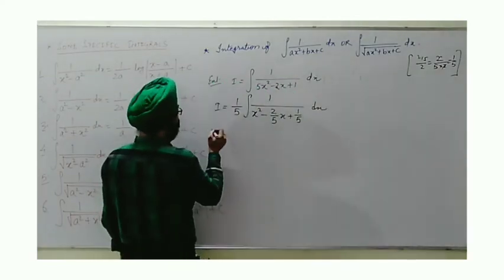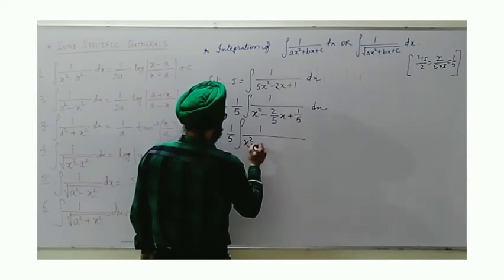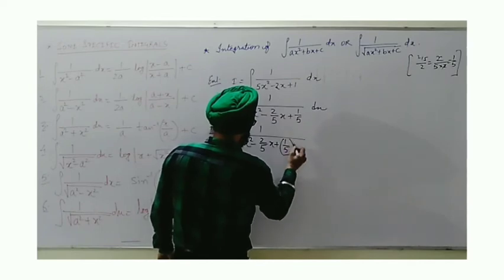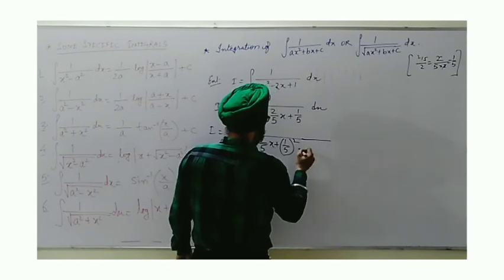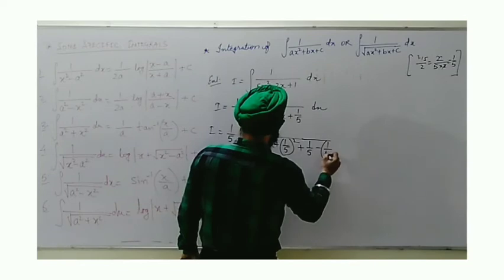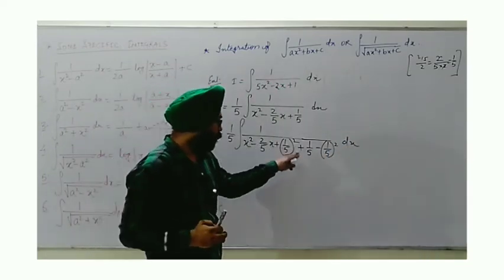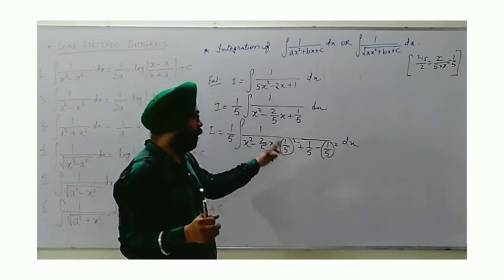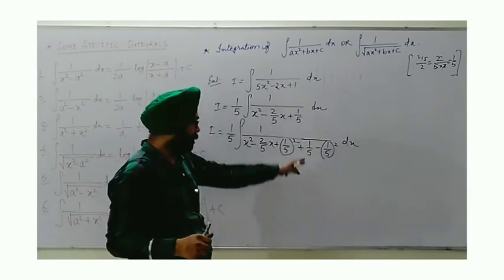By the way, we will write here 1 by 5, 1 upon x square minus 2 by 5x plus 1 upon 5 whole square will be clubbed with these two. And the rest, minus 1 upon 5 whole square, will be written after this constant. You can see I have added the same square and subtracted also. So addition of that square will always be clubbed with these two terms, and subtraction will be done later after the constant.